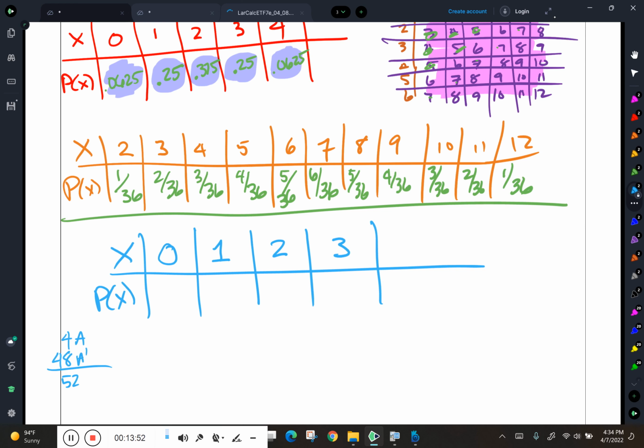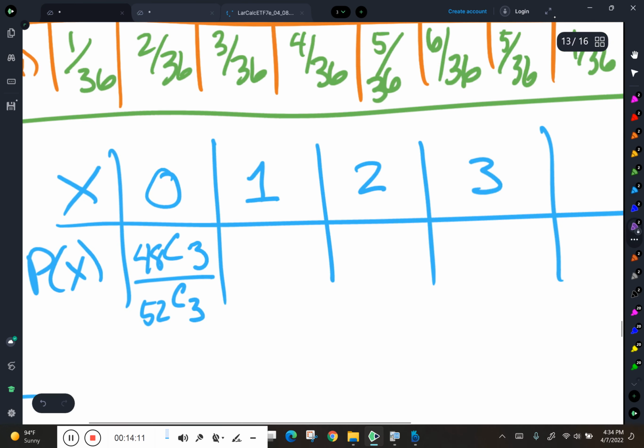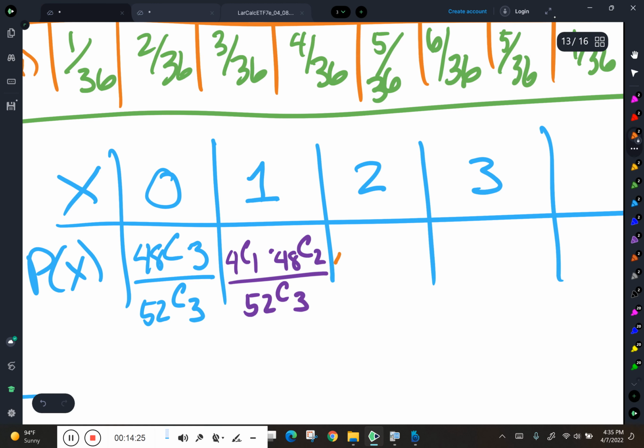So let's see, if I want none of the aces, that means this is going to be 48 pick 3 over 52 pick 3. And if I want 1 ace, that's going to be 4 aces pick 1 times 48 cards pick 2 out of 52 cards pick 3. And if I want 2 aces, that's going to be of the aces pick 2 times of the not aces pick 2 divided by 52 cards pick 3.